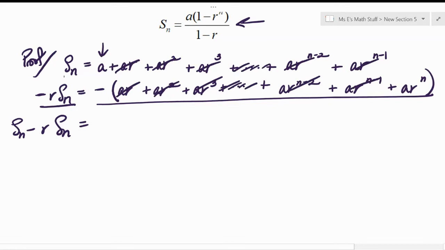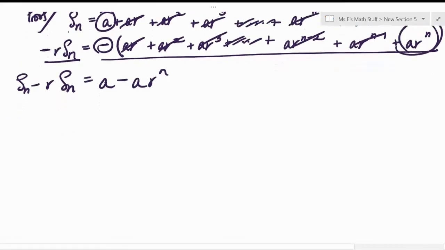But not everything subtracts out, right? There's some terms that will still be there. So the A would still be there. And then you'd be subtracting AR to the n from this guy down here that didn't vanish.